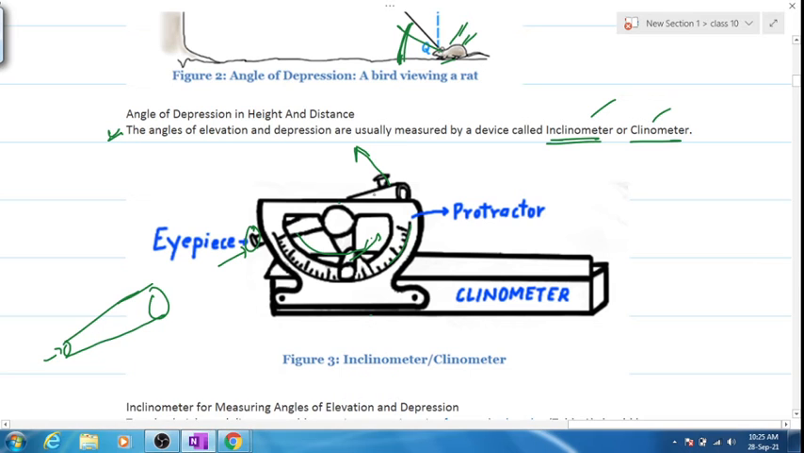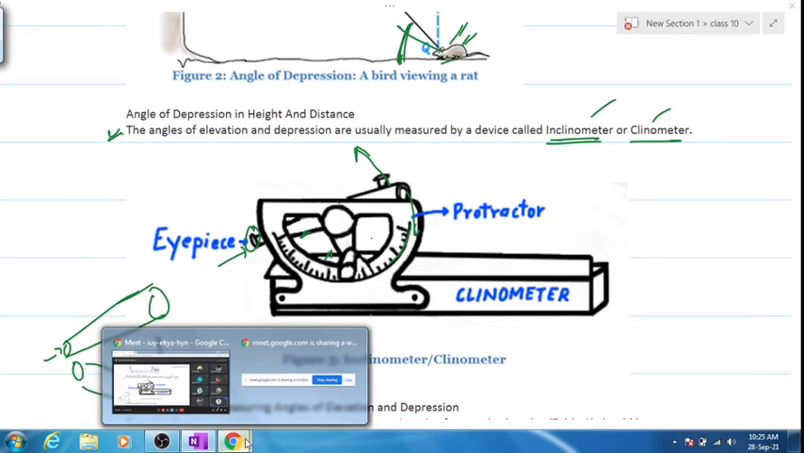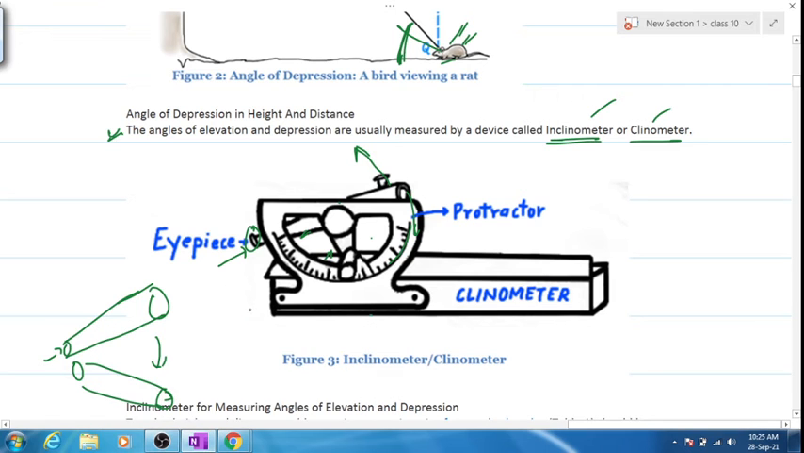Is it clear? And as soon as you put it down, if you roll this, let's say it becomes like this. So this will be used for calculating the angle of depression. So this thing will come back and you will be getting a reading on the protractor out here. So this will become your angle of depression. Please confirm if the working of inclinometer is clear or not.